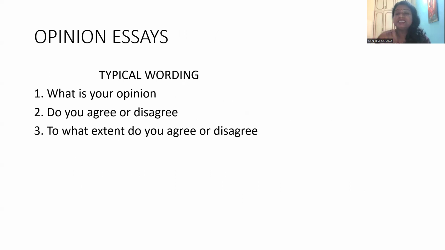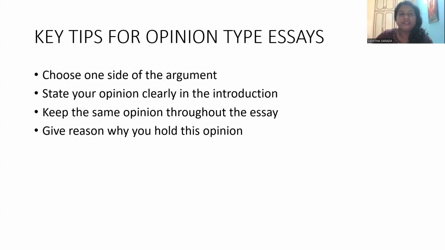These are the topical wordings. You get one question, then the topical wording: what is your opinion? Do you agree or disagree? To what extent do you agree or disagree? Got it? The first one is the opinion type essay. The questions will be: what is your opinion, do you agree or disagree, and to what extent do you agree or disagree. Understood? Move forward. What are the key tips when you are writing an opinion essay?